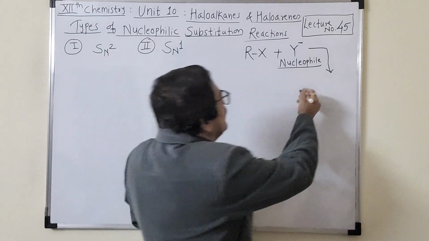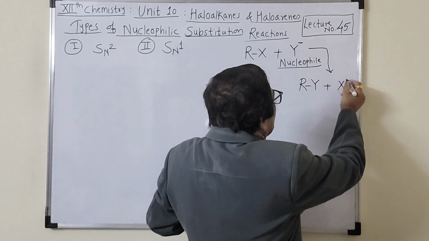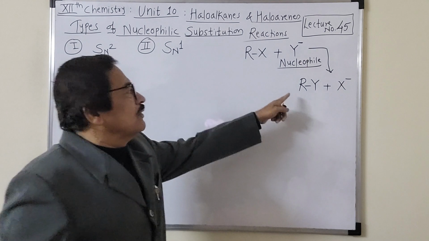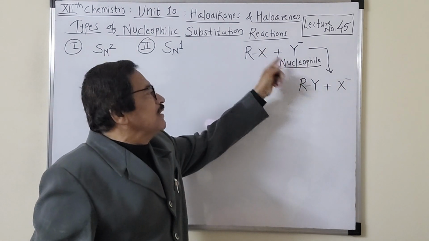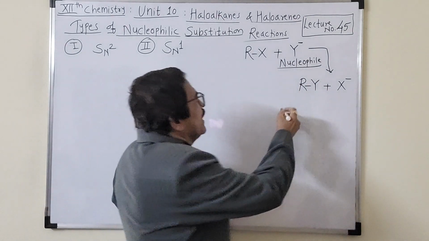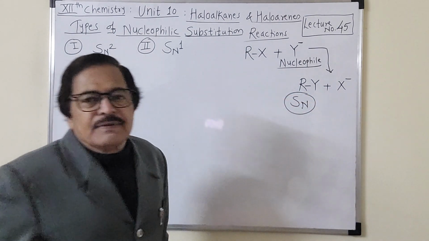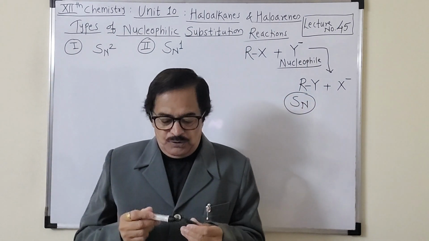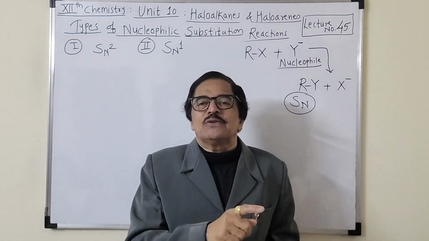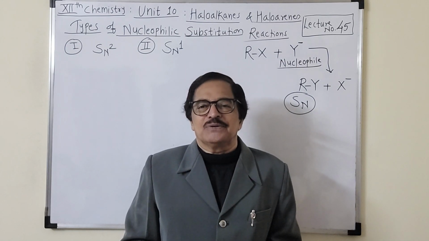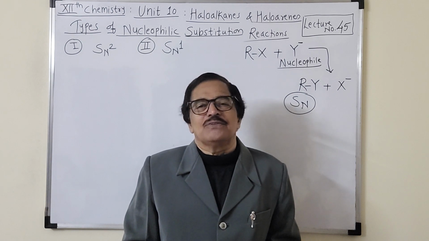So X minus will be replaced by Y minus, and you will get the product RY plus X minus. So one nucleophile replaces the other nucleophile. X minus is also a nucleophile. When a nucleophile is replaced by another nucleophile, a negatively charged group is replaced by another negatively charged group, that reaction is called an SN reaction, or nucleophilic substitution.